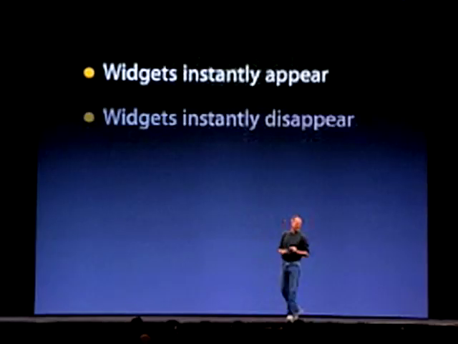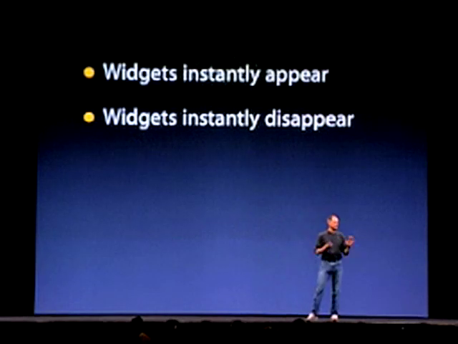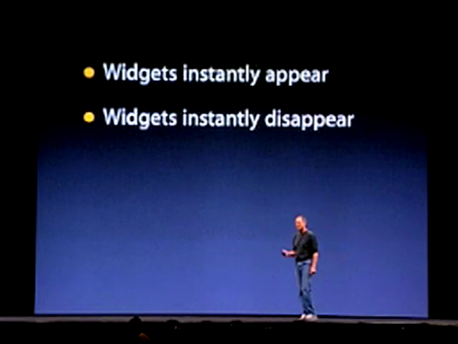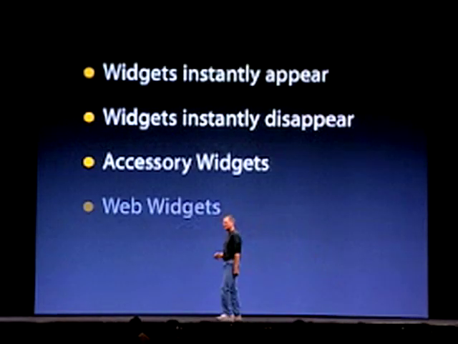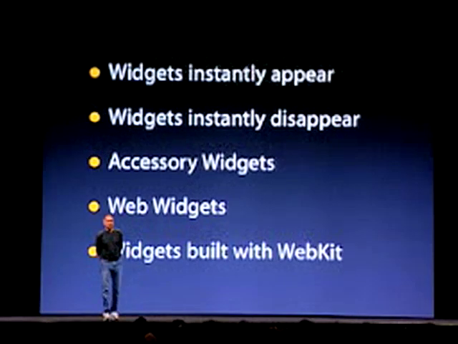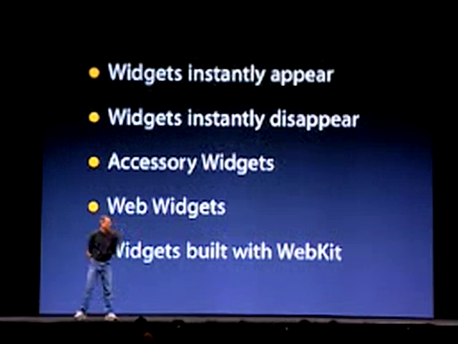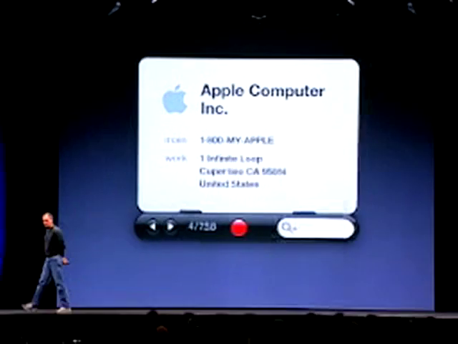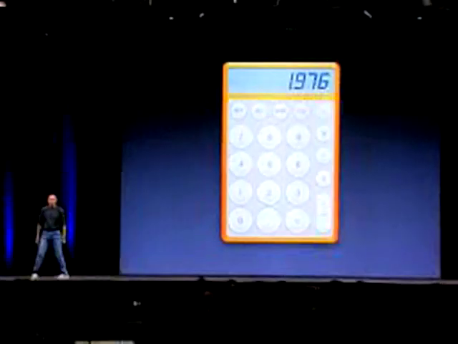Just as importantly, they instantly disappear, because when you're done using them, you want to get back to what you were doing. There's accessory widgets. There's widgets that go out on the web and find information for you. And again, they're all built using WebKit. Here's just some high-res versions so you can see what they look like. We'll be working on these some more.